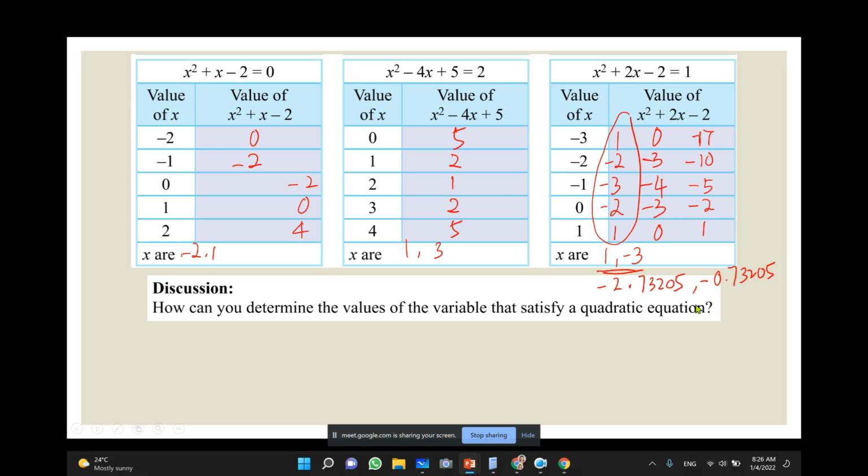Teacher, you know the quadratic equation, it says that ax squared plus bx plus c equals 0. Then why is it here equals to 1 and equals to 2? Can you repeat again? From the quadratic equation, it is ax squared plus bx plus c equals 0. Then why is it equals to 2 and equals to 1?